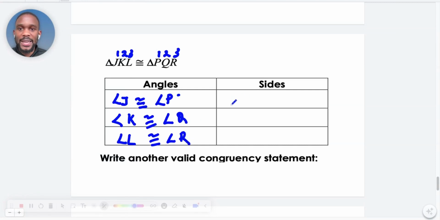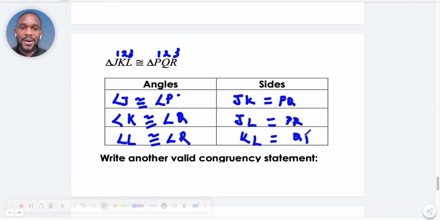Now let's talk about the sides. Remember, every time we're talking about sides, we use two letters. So let's say 1, 2. Side JK is equal to side 1, 2 here, PQ. That's the first. Those two sides are congruent or equal. And if we go to 1, 3, JL is equal to 1, 3, PR, and KL is equal to 2, 3, remember, QR. So these are corresponding sides and these are corresponding angles. These are equal, all of them are equal. You can simply use equal signs because they are congruent.